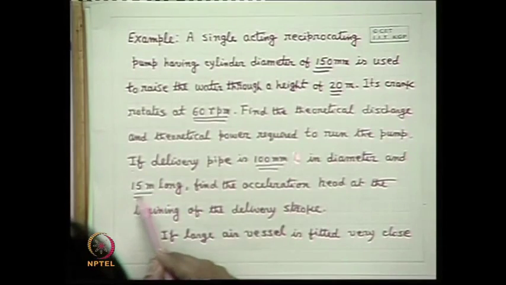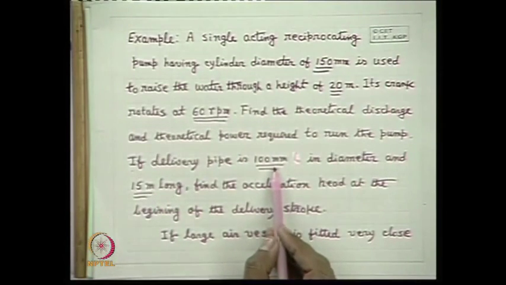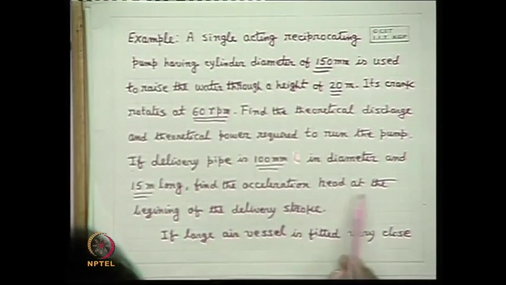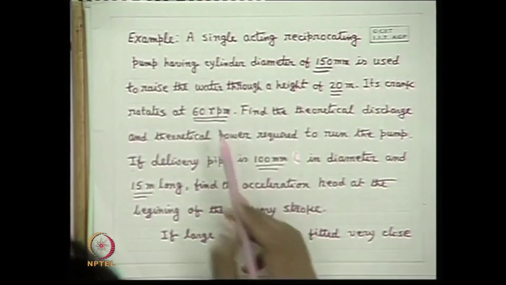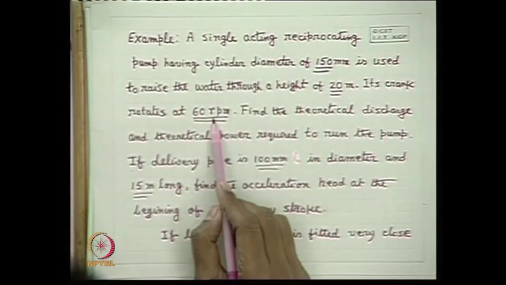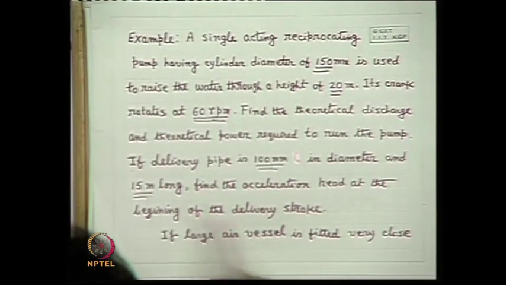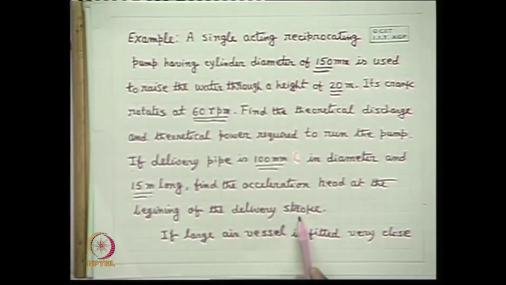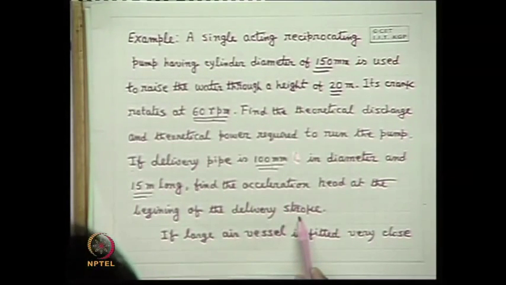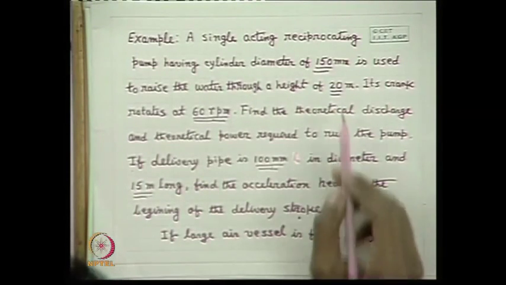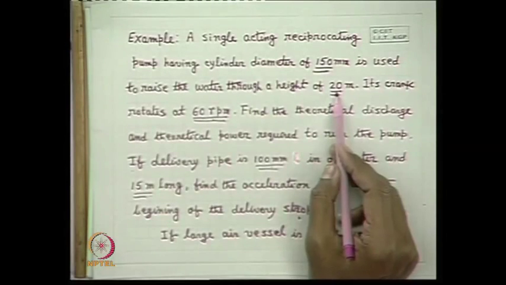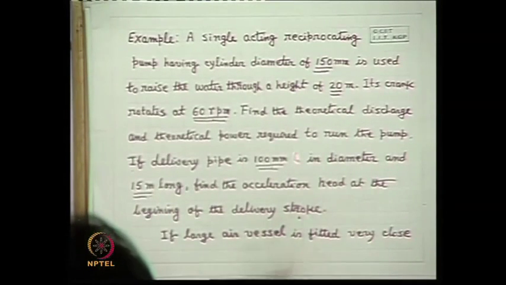Next part is, if delivery pipe is 100 millimeter in diameter and 15 meter long, that means length and diameter of the delivery pipe is given, find the acceleration head at the beginning of the delivery stroke. Straightforward application of the equations. We know the RPM, we know the length and diameter, we can find out the acceleration head at the beginning of the delivery stroke, which is maximum at the beginning of the stroke. That means the power developed has to be much more than that for the 20 meter of pumping if you take care of the acceleration head.